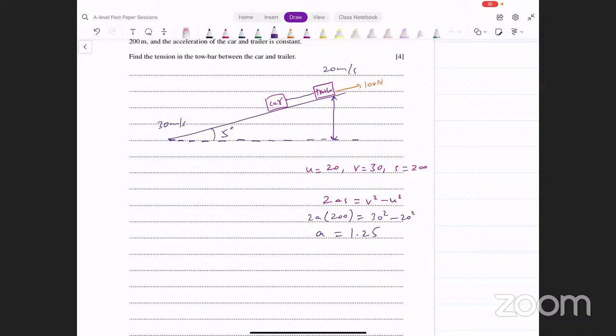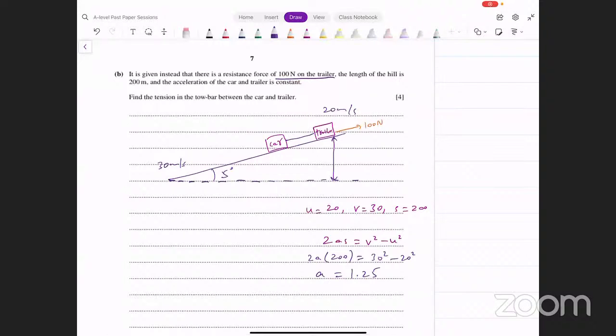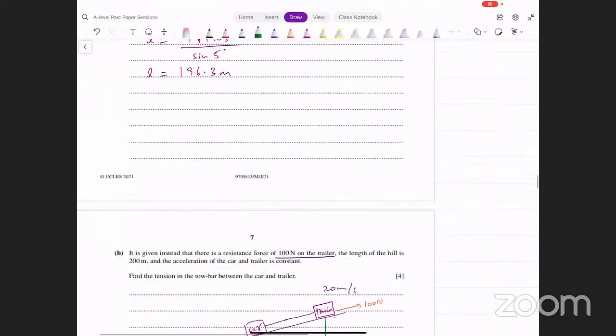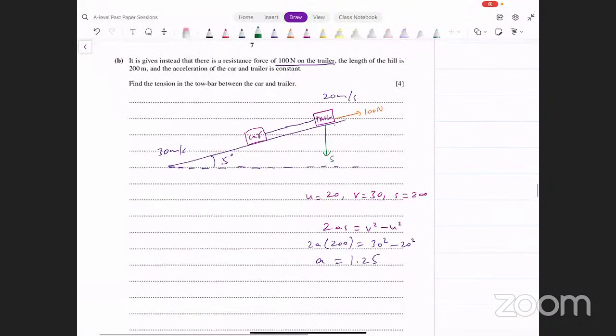Now what we can do is we can think about the forces acting on the two objects. Okay. ट्रेलर पे कौन कौन सी फोर्सेस लग रही हैं? ट्रेलर पे हमारे पास फोर्सेस लग रही हैं. एक डाउनवर्ड फोर्स है. That's the weight of the trailer. How much is that? Trailer का mass was 500, so that's 5,000 Newton. एक ये इस पे फोर्स लग रही है.